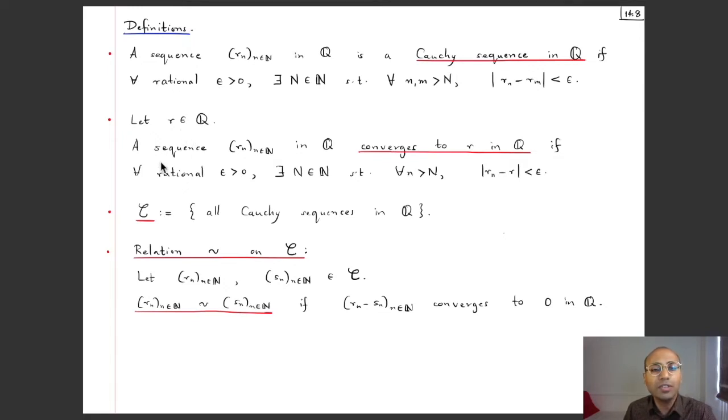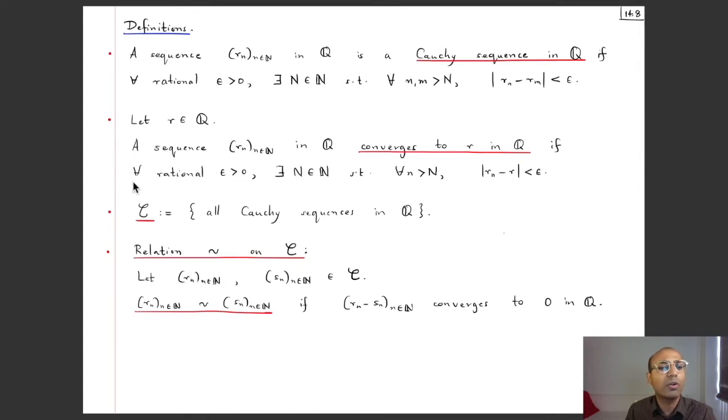The next definition is what it means for a sequence of rational numbers to converge in Q. Now, first of all, the limit of this sequence should be itself a rational number. So let R be a rational number, so this will serve as the limit, and then a sequence of rational numbers Rn in Q is said to converge in Q to this rational number R if for every rational number epsilon positive there exists an index capital N such that beyond that index the distance of the nth term to the limit is less than epsilon.